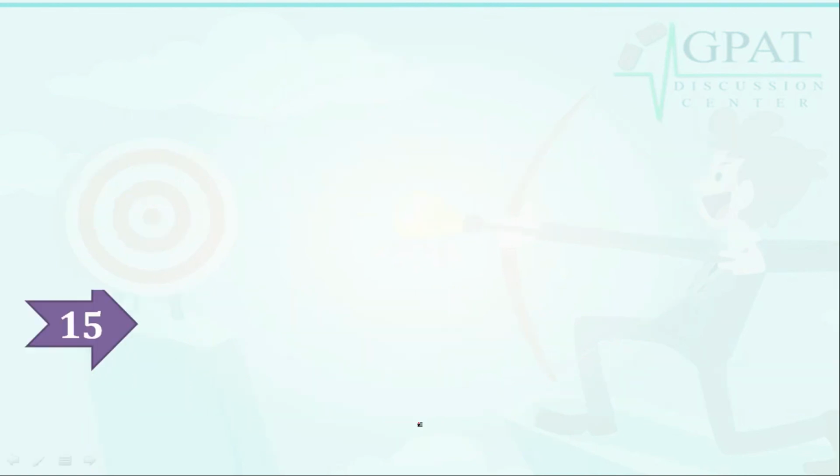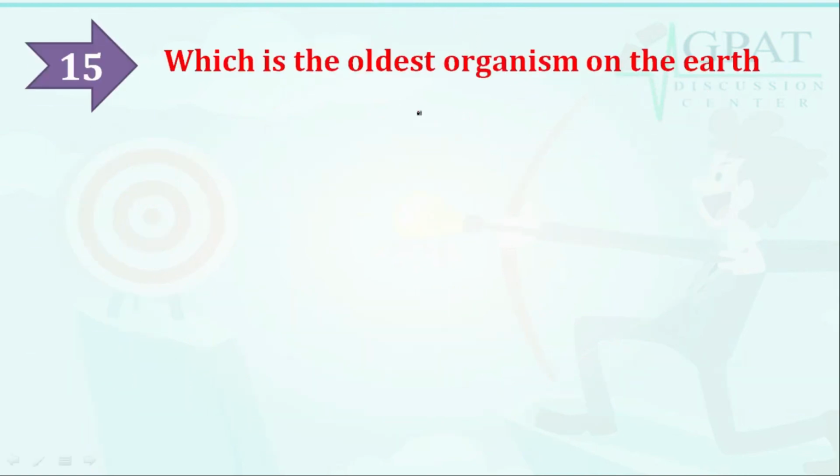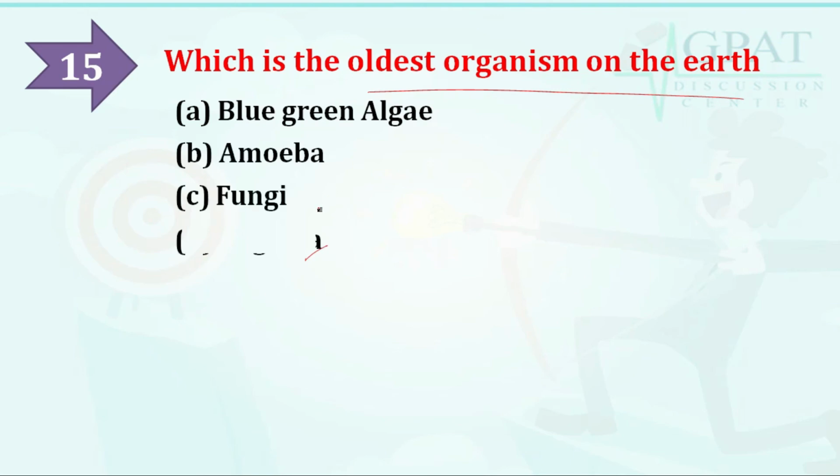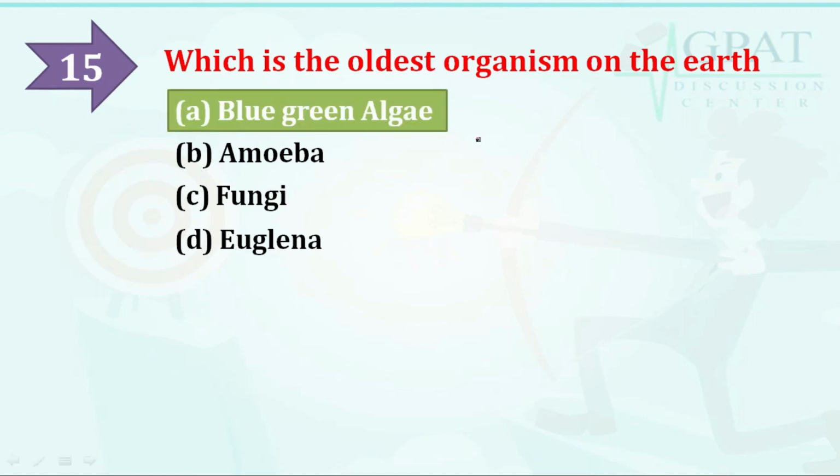Moving on to the next question: which is the oldest organism on earth? And the options are, option A is blue green algae, option B is amoeba, option C is fungi, option D is Euglena. So which is the oldest organism on earth? The correct answer is blue green algae, the oldest organism on earth.